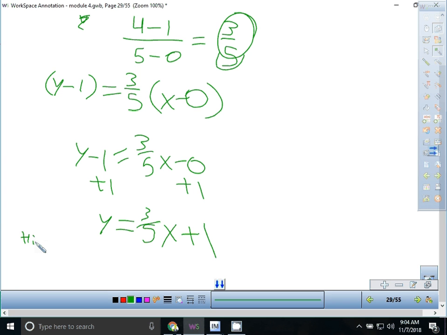Notice, why did Lucas use the same slope for it? Why did Lucas use 3/5? Why didn't he flip and change sign? Because there's no need to do that because it's parallel. Yeah, it said parallel. Thank you, ladies.